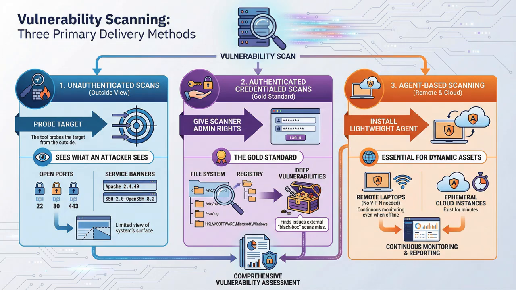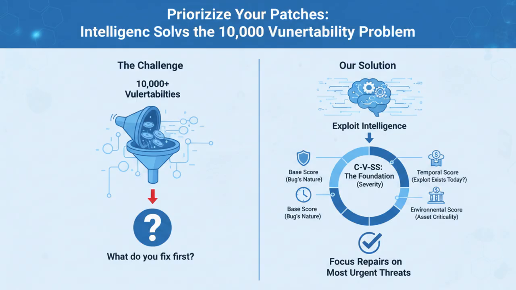Agent-based scanning. Instead of a central server knocking on every door, we install the lightweight agent directly on the host. This is essential for remote laptops that aren't always on the VPN and for ephemeral cloud instances that might only exist for a few minutes. Once you have a list of 10,000 vulnerabilities, you have a new problem. What do you fix first?